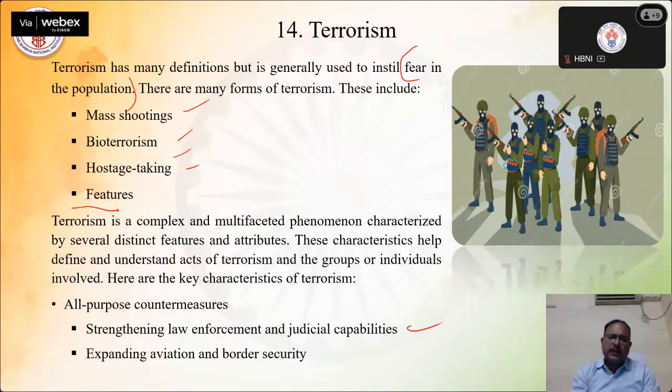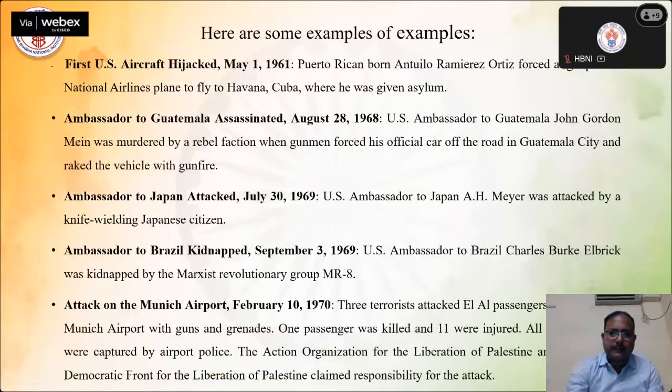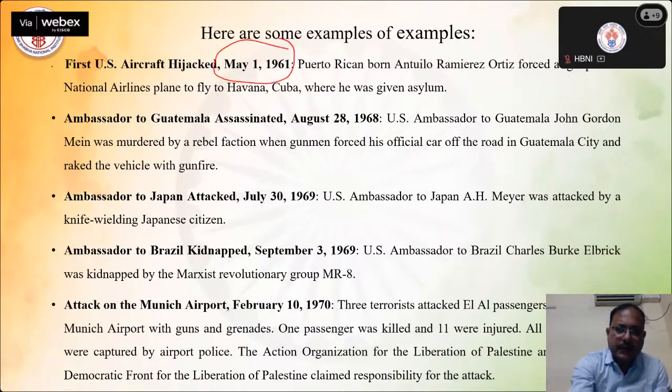Expanding aviation and border security is a big thing in countering terrorism, so that nobody can cross the border. This is the first part. Examples: I have quoted here some four or five examples. First, a US aircraft hijacked in May 1961. A Puerto Rican-born man forced a national airlines plane at gunpoint to fly to Havana, Cuba, where he was given asylum.